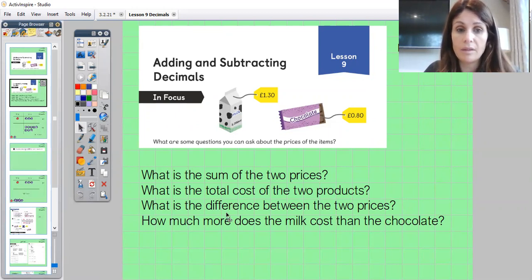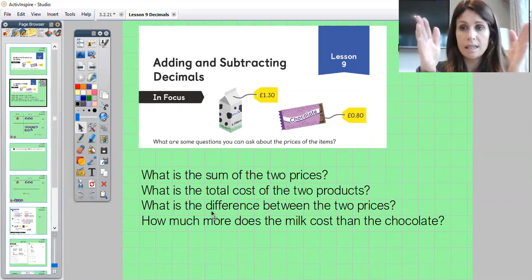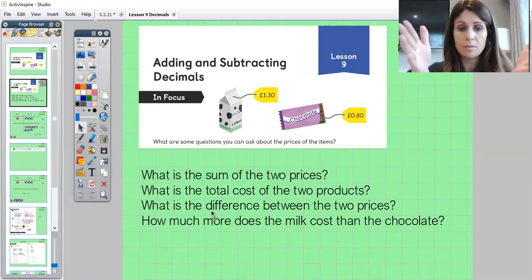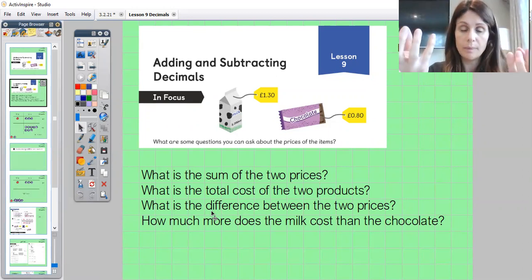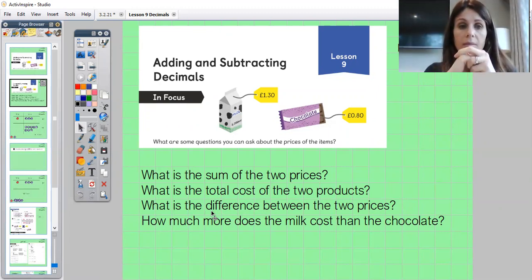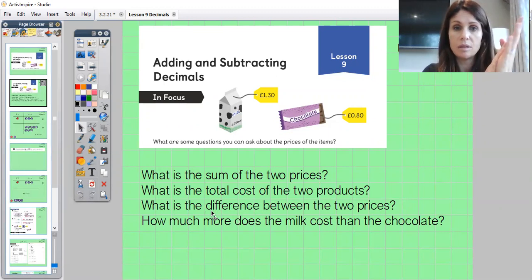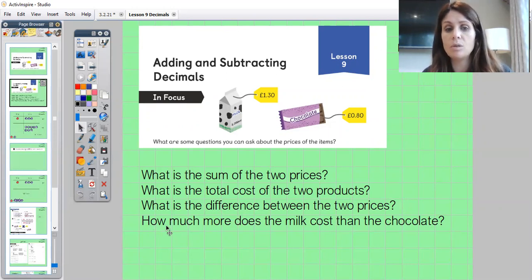Hopefully you remember that that language there, difference, is talking about if I've got one amount and another amount, I need to work out what is the gap between them. So the difference between them means I'm doing the larger one take away the smaller one, and that will give me the difference in the cost. We talked about this yesterday, but it's really important language that we must know by Year 5. And then we've got another question: how much more does the milk cost than the chocolate?